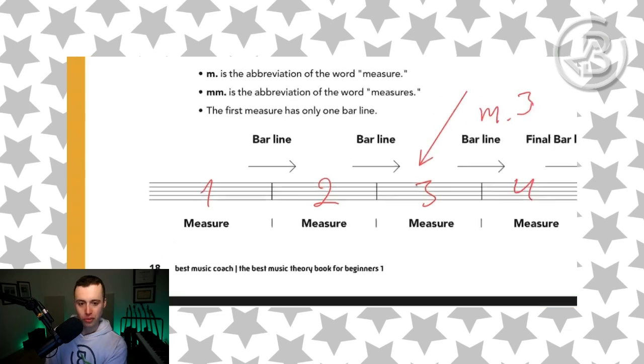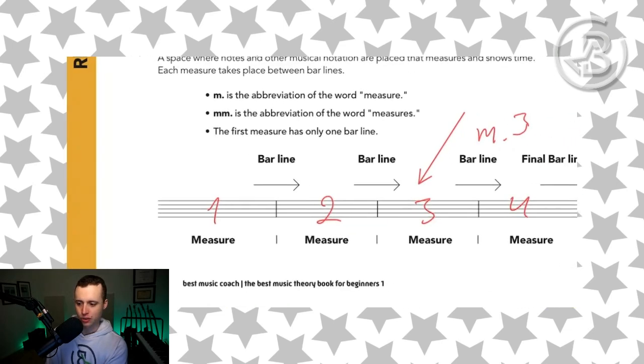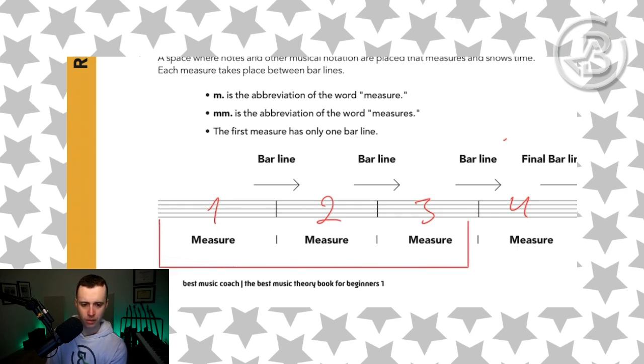The abbreviation for measures, plural, is MM dot. So if we're talking about more than one measure, we're going to have measures. Let's say, for example, I wanted to talk about measures 1 through 3. I want to talk about all 3 of these. I would put MM dot 1 through 3. That's measures 1 through 3.